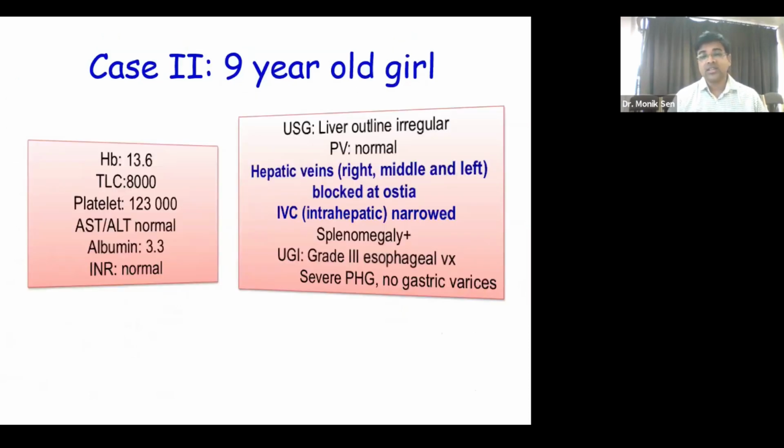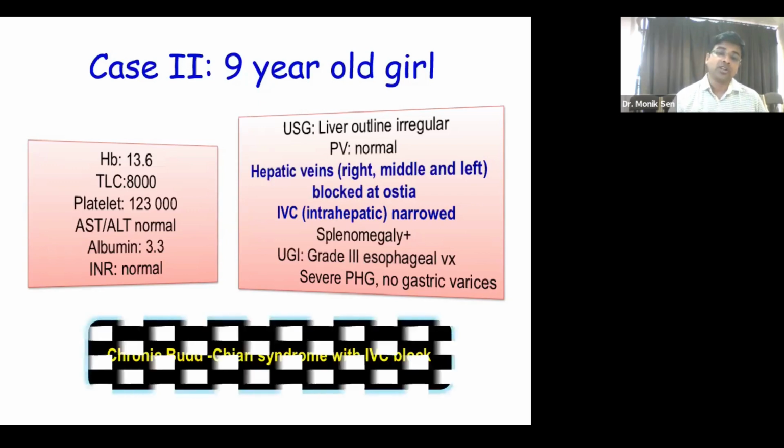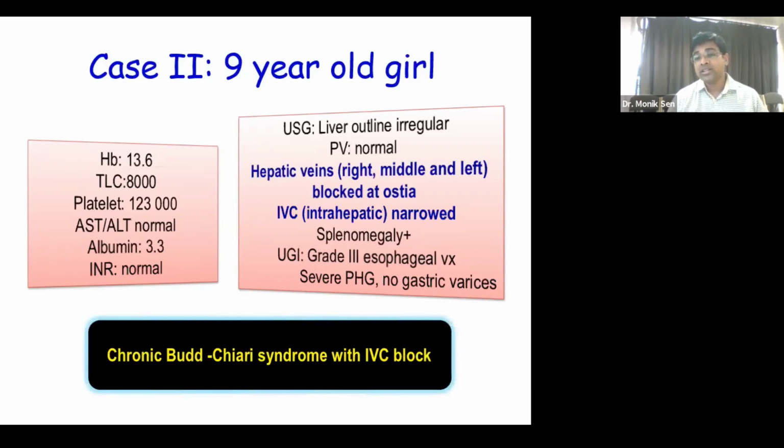The diagnosis here is pretty straightforward. If you look at the hepatic veins on the Doppler, you will see that the right, middle, and left are blocked at the ostia. The intrahepatic part is narrowed. This is a case of hepatic vein outflow obstruction, or better known as Budd-Chiari syndrome.